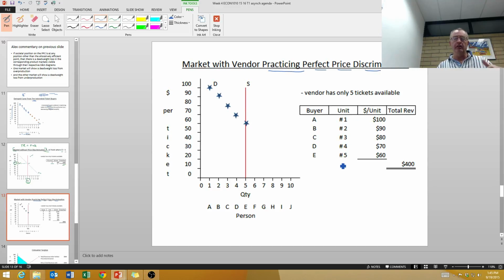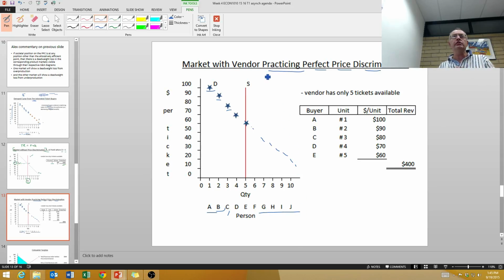It's the same situation that I described before. We have a ticket vendor, he's got 5 tickets, has a little contest, has people write in, saying, hey, how much are you willing to pay for these tickets? It's the same 5 people as before. Person number A is willing to pay $100. Person number B is willing to pay $90. Person number C is willing to pay $70, and so on. So the vendor only has 5 tickets for sale, so our demand curve really doesn't extend down to the other potential buyers.